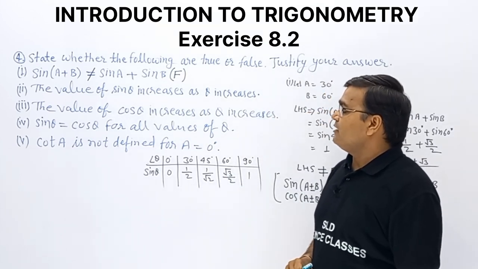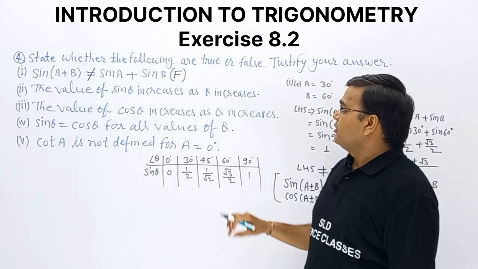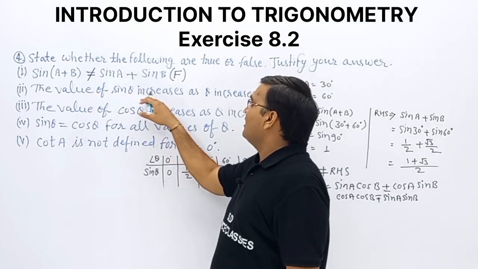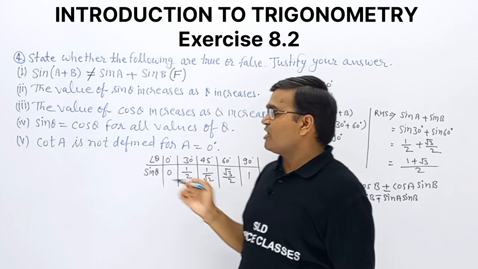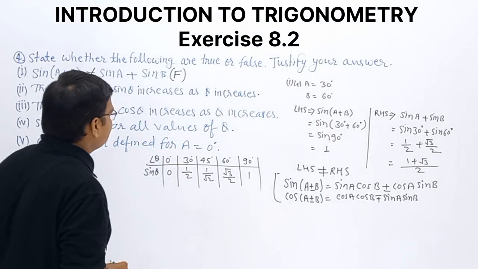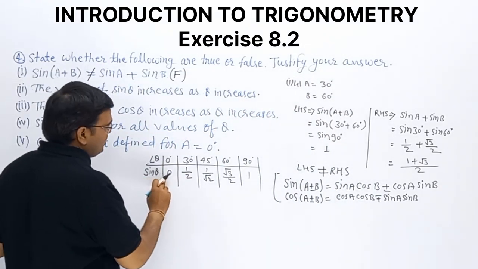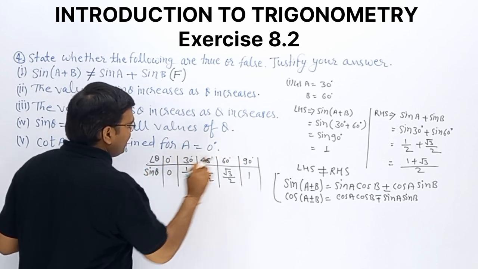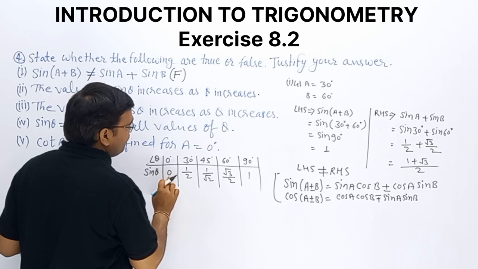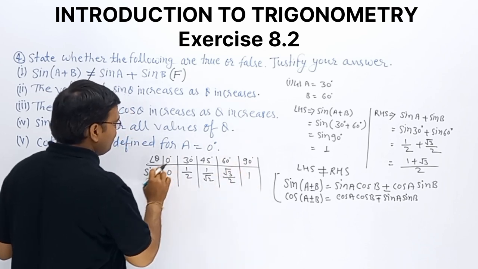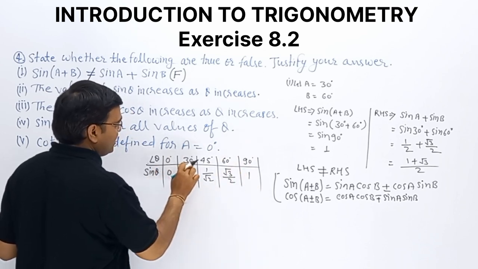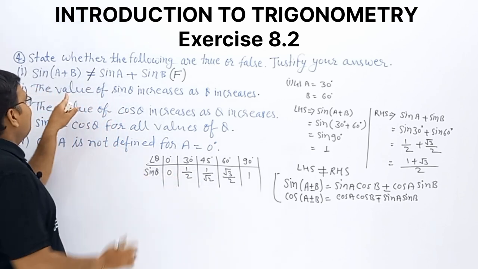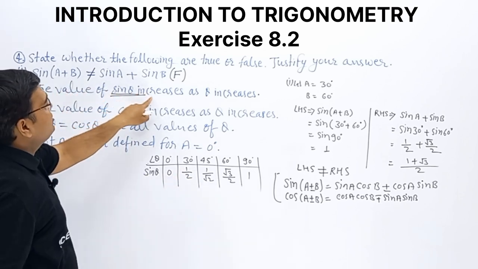Now the second and third or fourth questions are the same pattern. Observe carefully. The value of sin theta increases as theta increases. We studied sin theta already in the introduction class. As theta is increased from 0 to 90, sin theta value is going to increase. Yes or no? Once we put 0, we get 0. At 30, we get 1 by 2. The value is going to increase.